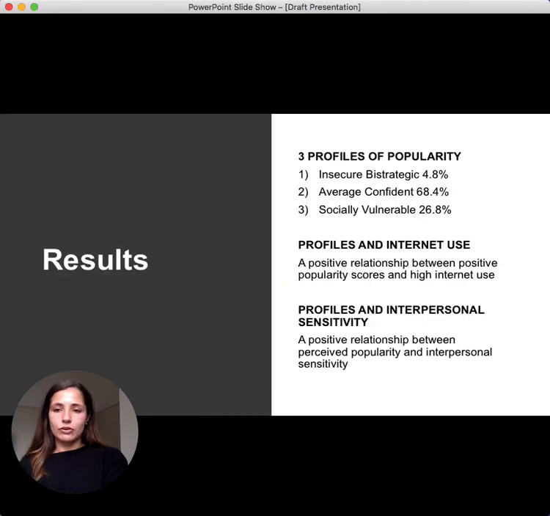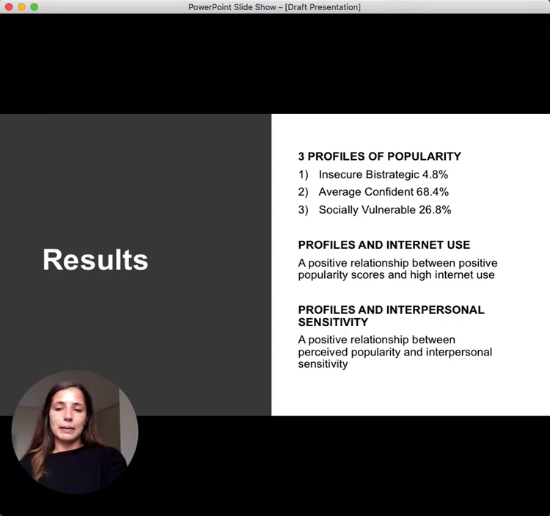The results for questions 1, 2, and 3 revealed 3 distinct profiles of popularity. The first contributing to 4.8% of the sample, and this has been called the insecure bistrategic profile. This was due to the profile having higher scores of both positive and negative popularity, however lower scores of self-perceived.